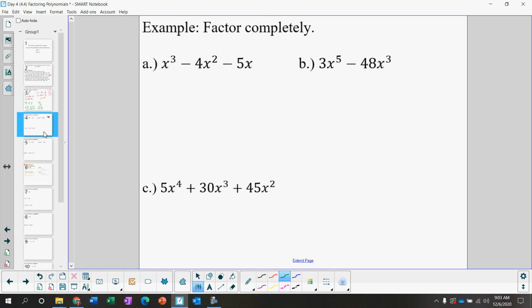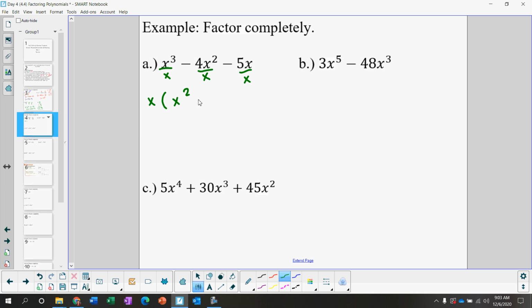We'll do some more together. All right, same idea, but they have a little bit more GCF to them. So if I look at a, I notice I have x cubed, x squared, and x. So all three terms have an x in them. So that's actually what I'm going to start by taking out.